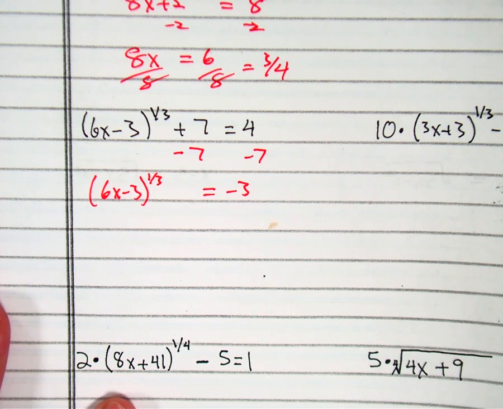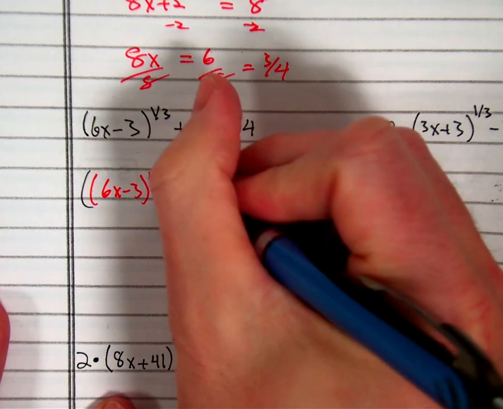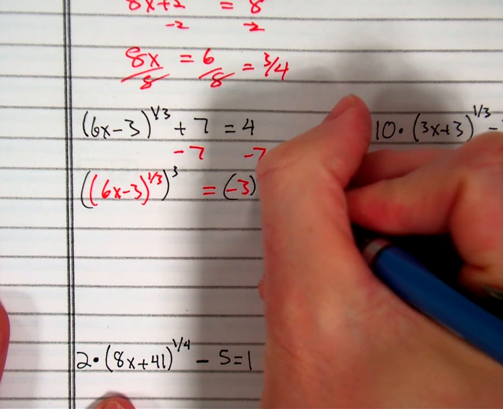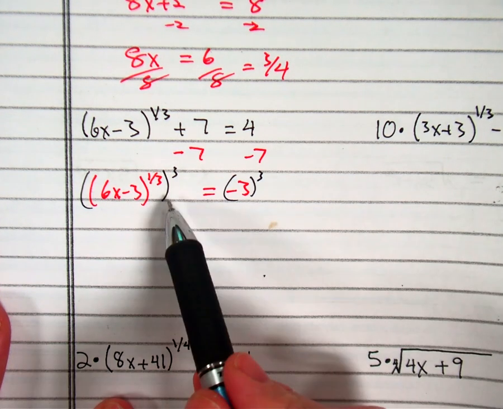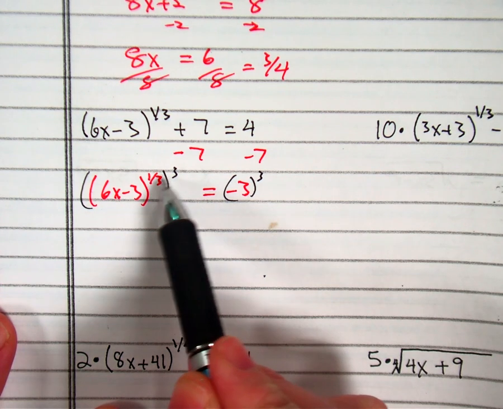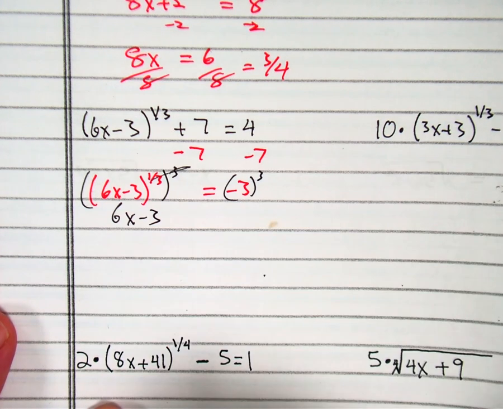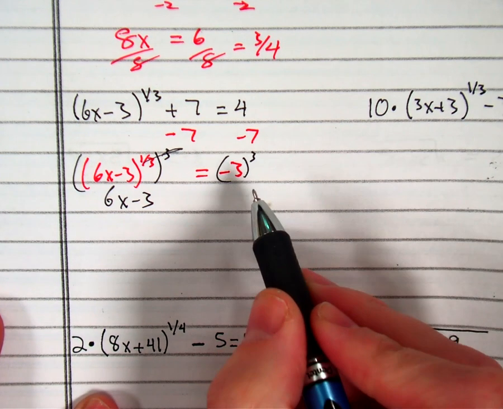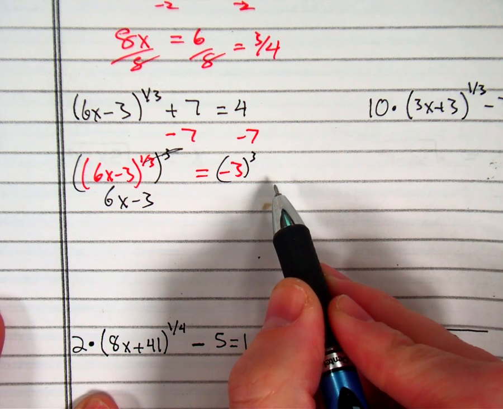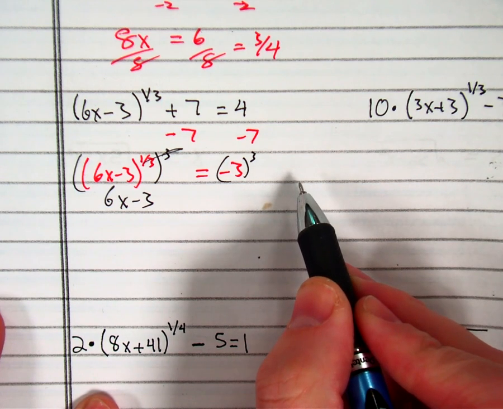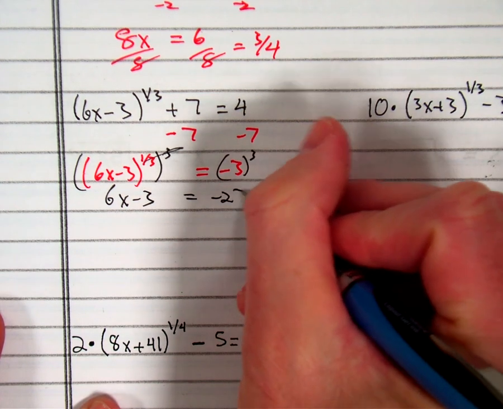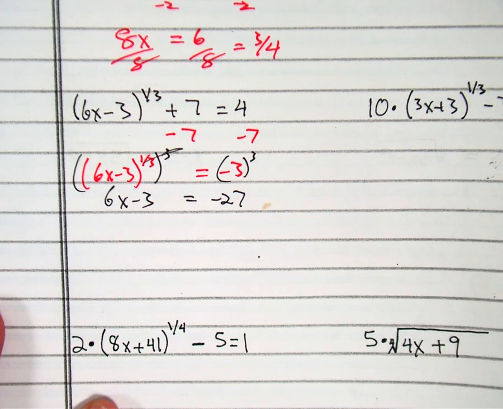We're going to undo that 1/3 power by cubing both sides. Alright, 1/3 cubed is going to cancel out. And we'll have 6x minus 3. Negative 3 cubed. Negative 3 times negative 3 is positive 9. Times negative 3 again, it's going to be negative 27. Negatives are okay with cube roots and 1/3 powers. Square roots and 4th roots, negatives are going to be a little bit more of a no-no.